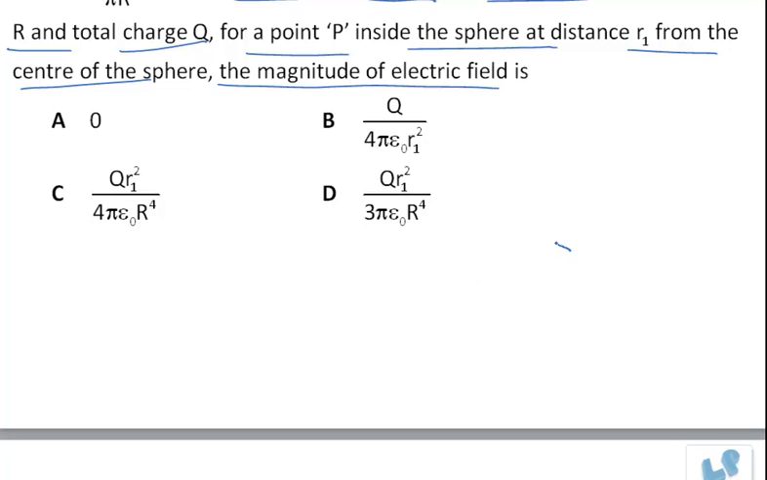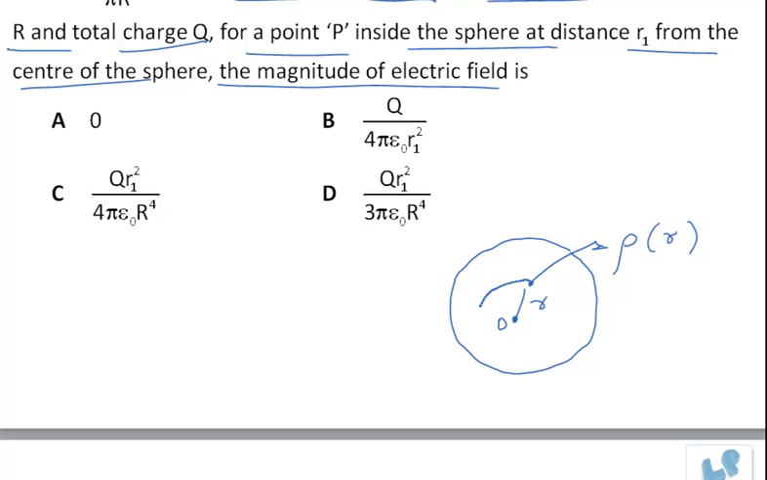Now let us say you have this sphere and it has got a charge density, that means it is a variable density rho of r, where r is the distance from the center O. Okay, now we have to find out what is the electric field at any point P inside this sphere. Okay, we have to find out electric field E inside this sphere.